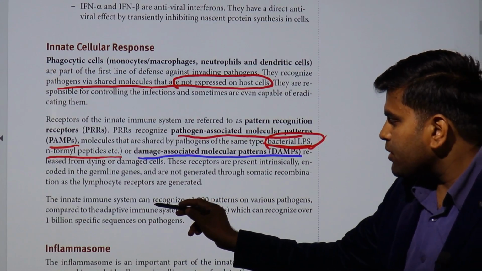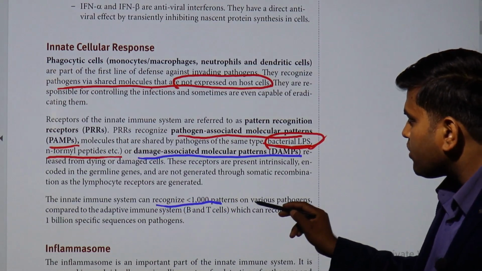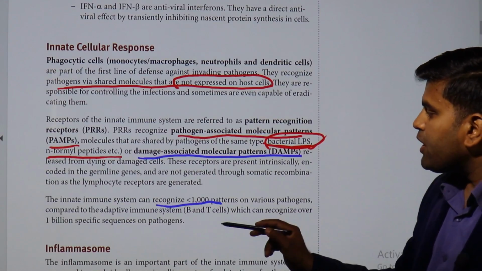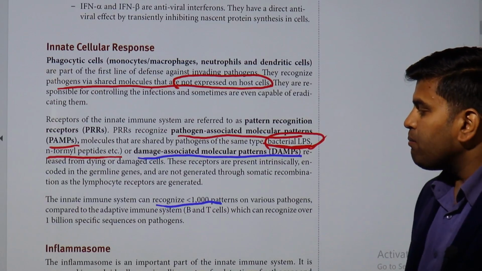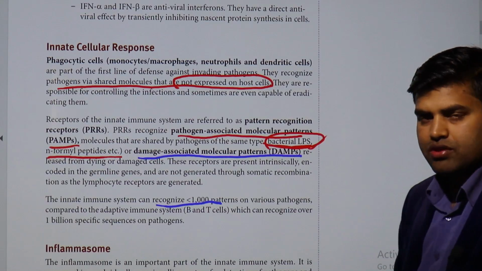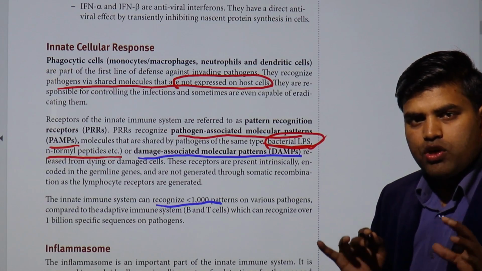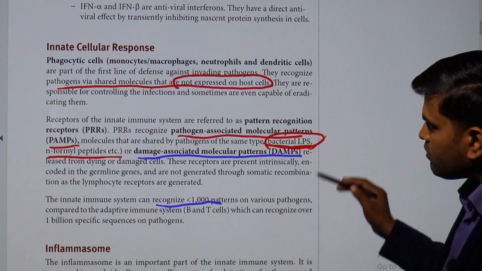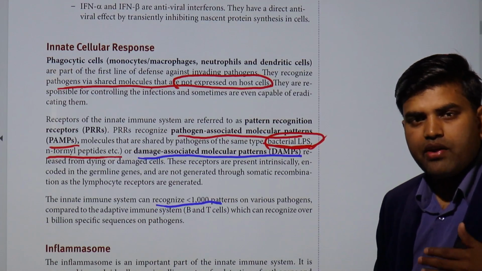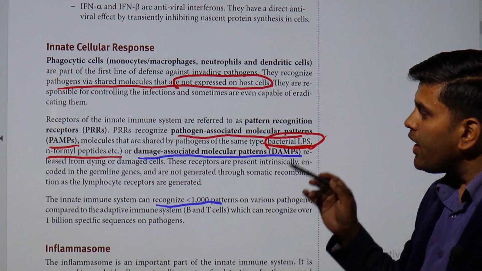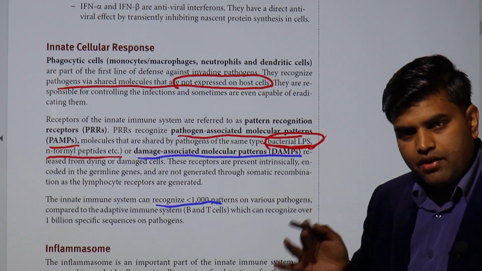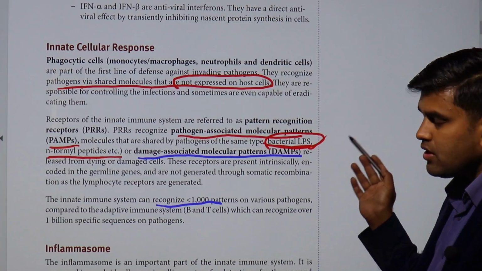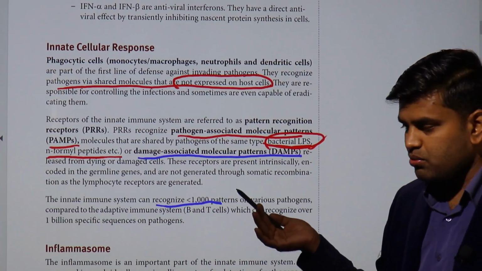The innate response system can recognize fewer than 1000 patterns on various pathogens, compared to the adaptive immune system, the B and T cells, which can recognize over 1 billion specific sequences of the pathogen. So this innate immune response has the anatomical barrier, the physiological barrier, and the innate cellular response where the cells come into play, as well as the alternative complement pathway, which is part of the innate immune system.